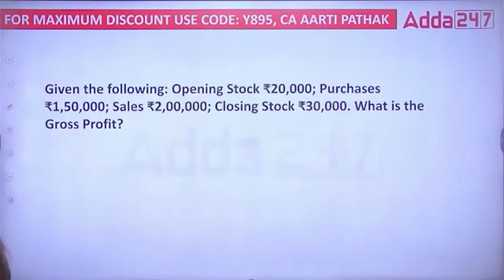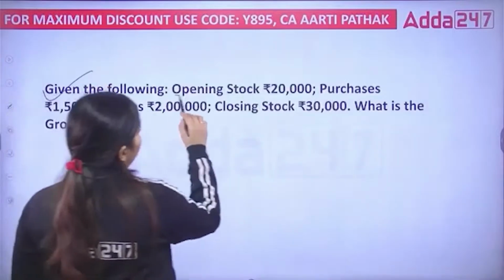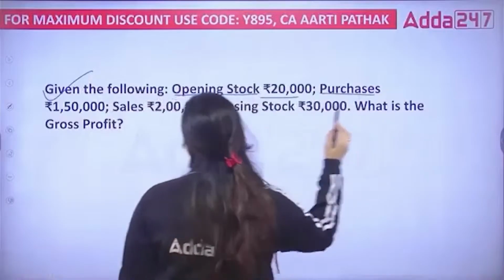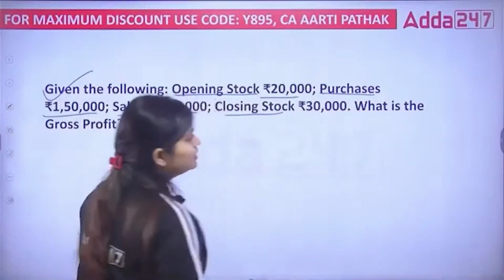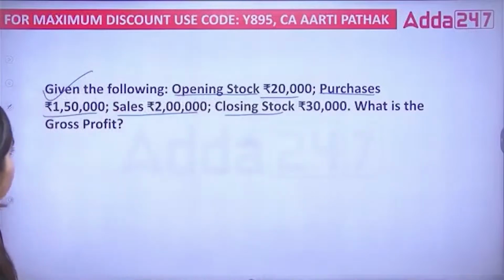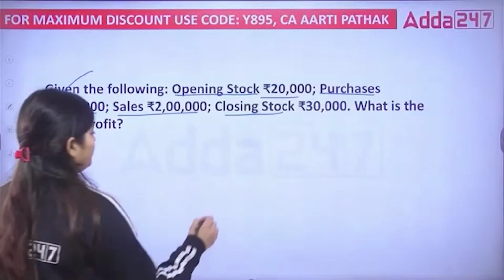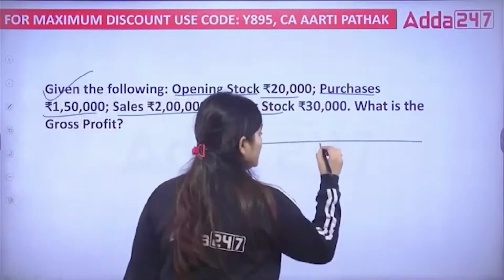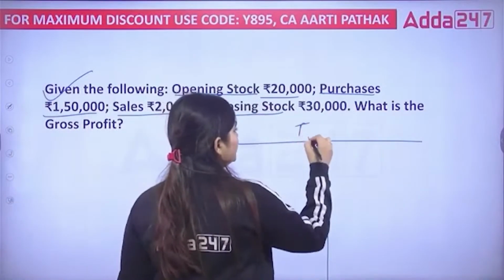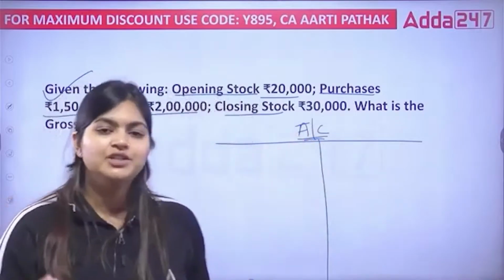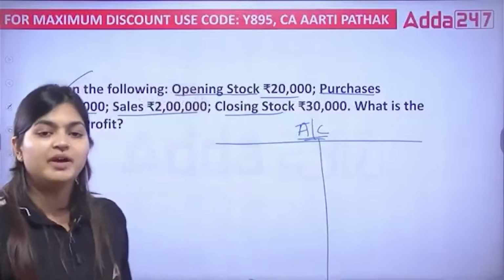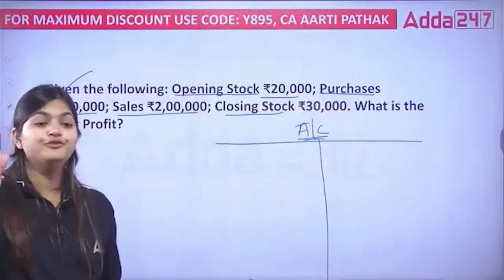Next. Now, given the following, opening stock 20,000, purchases 1,50,000, sales 2 lakh, closing stock 30,000, what is the gross profit? In this, you need to calculate gross profit. Now, if I make this trading account quickly again, see, in the exam there is no requirement to make this trading account. You started initially, that's why every time I am preparing it, so that you can remember the formula.